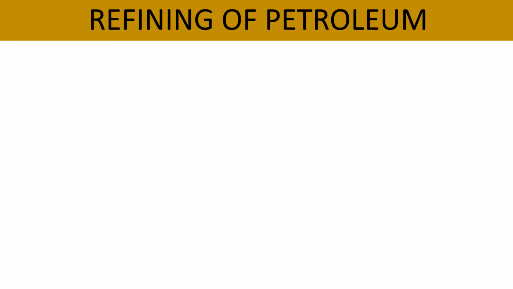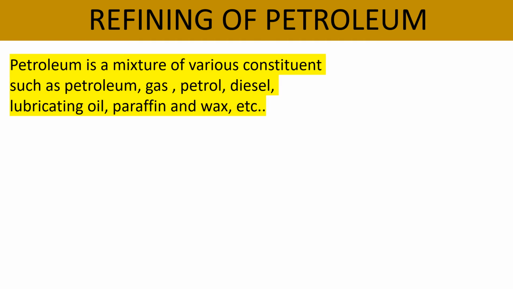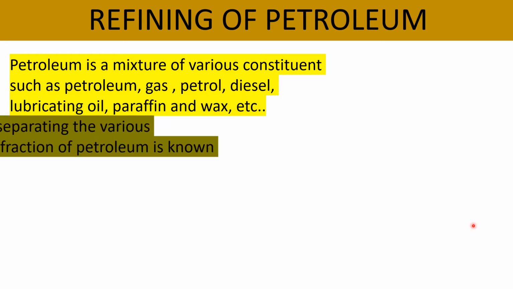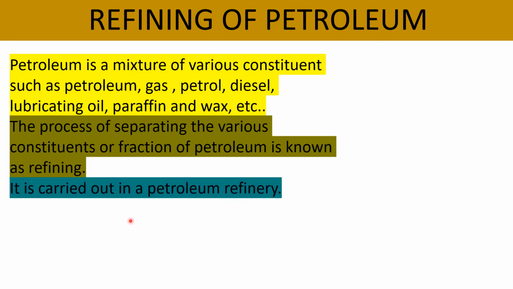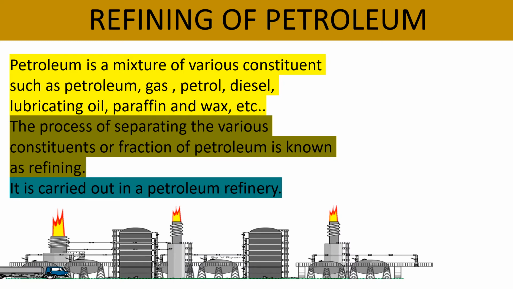And this petroleum is not a single compound. It is actually a mixture of several compounds. And hence, since it is a mixture of various constituents such as petroleum gas, petrol, diesel, lubricating oil, paraffin wax, etc., these different compounds have to be extracted or separated. And the process of separating the various constituents or fractions of petroleum is known as refining. And this process is generally carried out in a petroleum refinery.